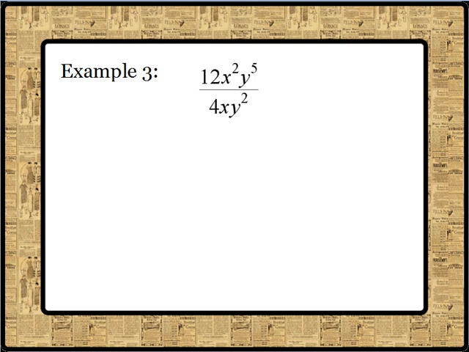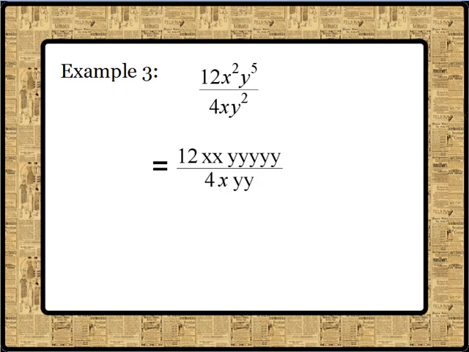Let's look at one more. Here I've got a monomial top and bottom, right? Hopefully you've seen this in the past. If not, this is going to be something new for you. But remember, 12x squared y to the 5th means 12 times x times x times y times y times y times y times y. In the denominator, I have a 4, 1 x, and 2 y's.